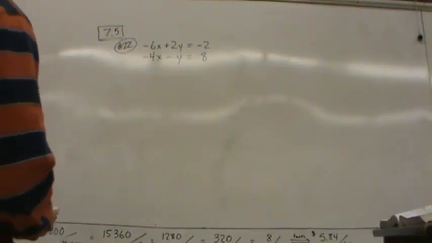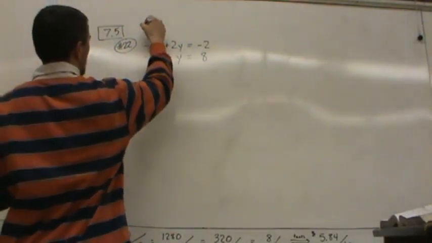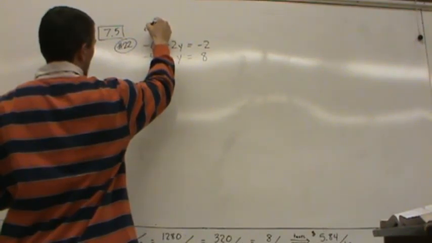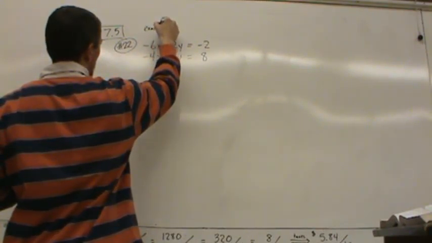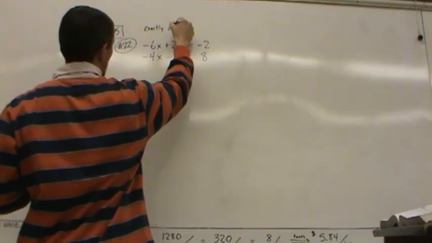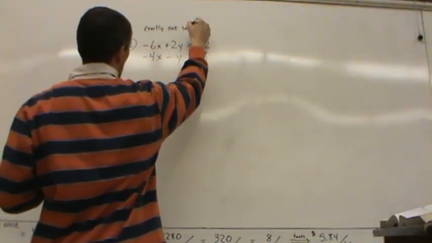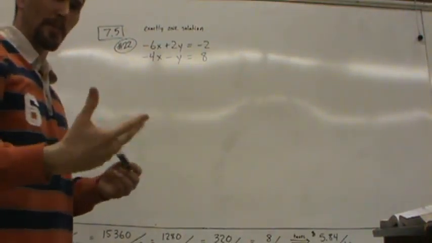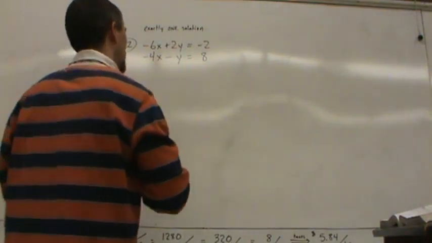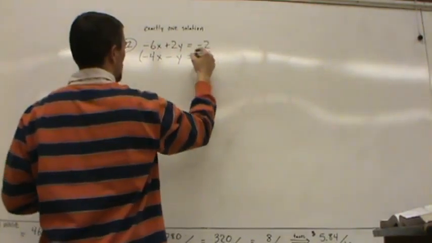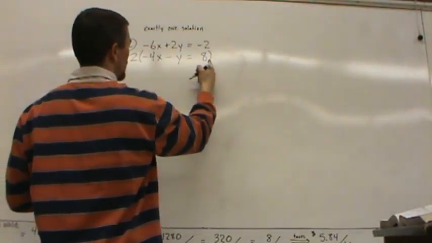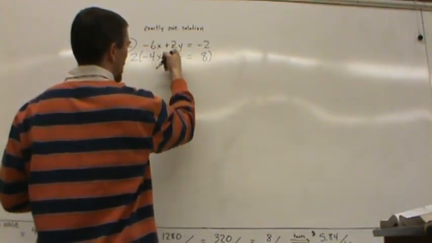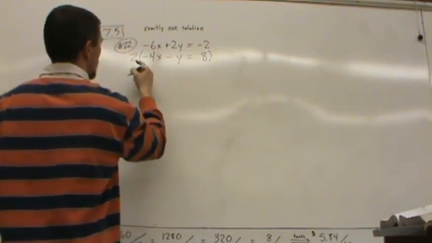Here's number 22. We're going to see that this is a case for exactly one solution. So just like in other problems, we're going to end up having a point of intersection. And the way we would get this one is we'd want to double everything in this equation, because that would give us a negative 2y right there. So I'm going to go ahead and do that.